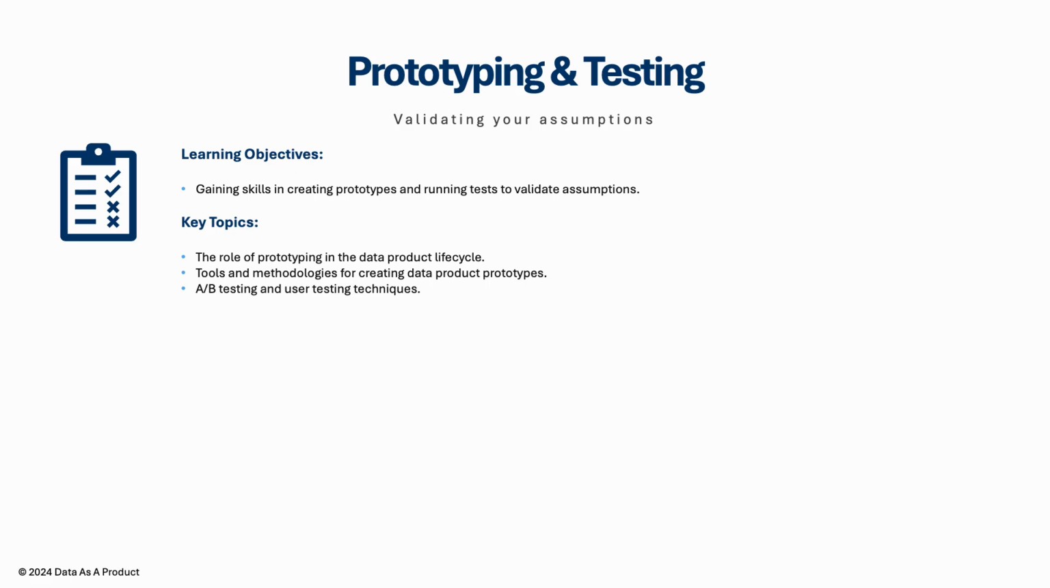The other critical component is testing. Testing involves getting your prototype in front of real users and observing how they interact with it. This is where you'll uncover whether your assumptions about what users need and how they'll use the product are true. There are several testing methods you can use. A/B testing, for example, allows you to compare two versions of a product to see which performs better. On the other hand, user testing sessions involve watching users as they navigate your prototype, providing you with direct insights into their experience and any pain points they encounter.